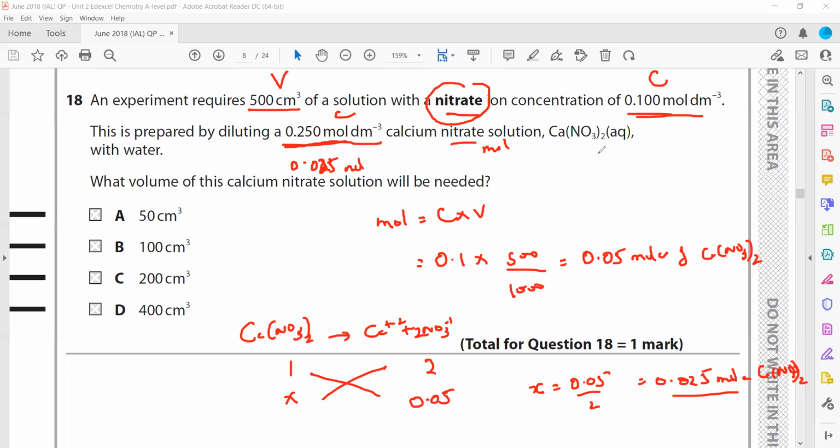Moles equal concentration into volume. So volume is equal to moles divided by concentration. So moles are 0.025 divided by concentration 0.25, that is equal to 0.1. So the volume of the solution is equal to 0.1 decimeter cube. But all the answers are in cm cube, so we have to multiply by 1000. If you multiply 0.1 by 1000, it will be 100 centimeter cube. So B will be the right answer for this.